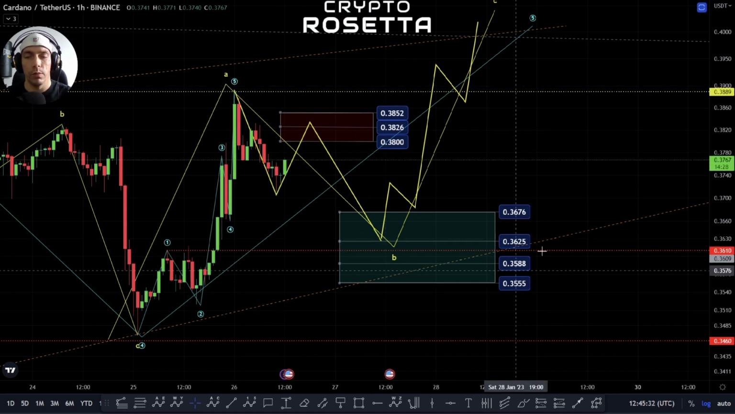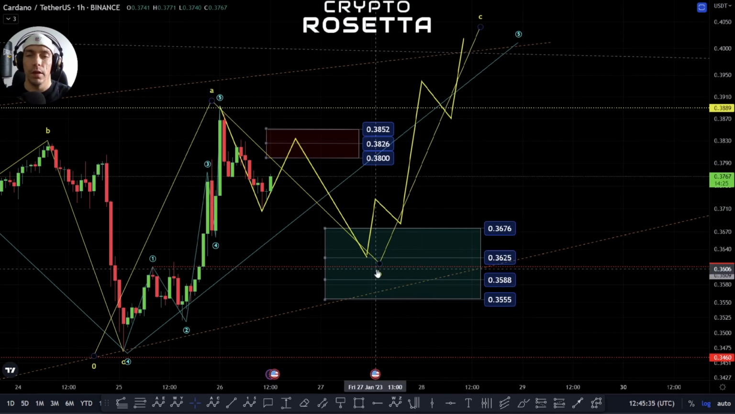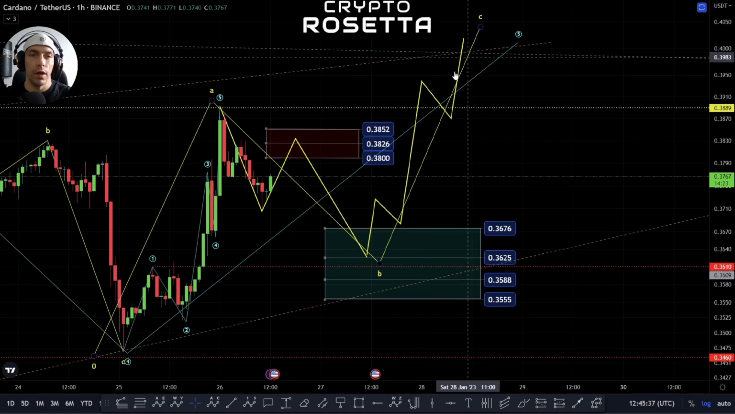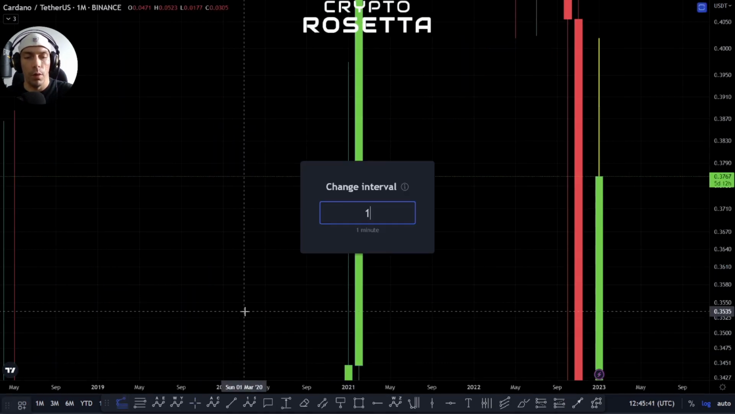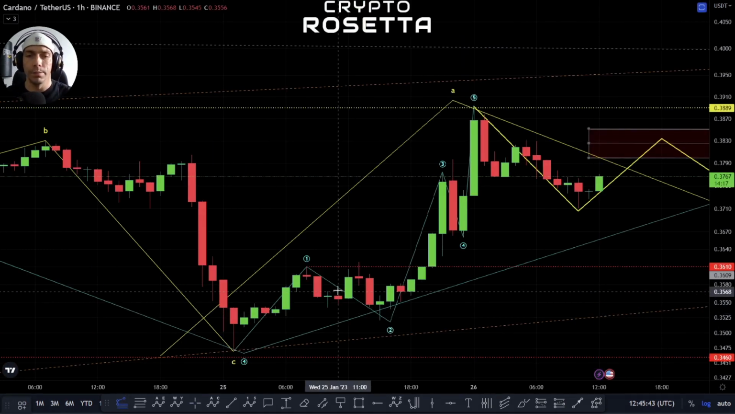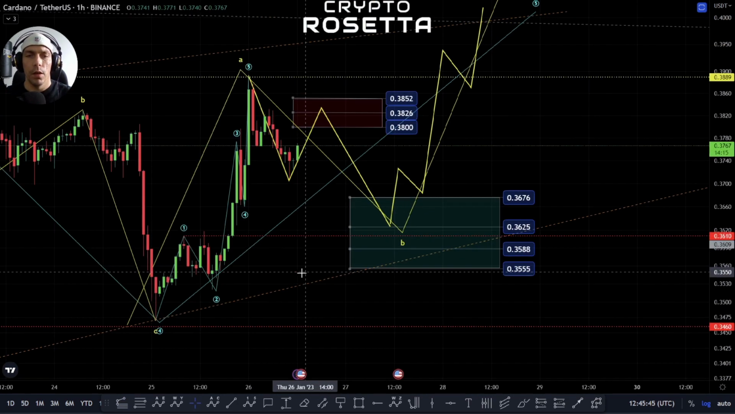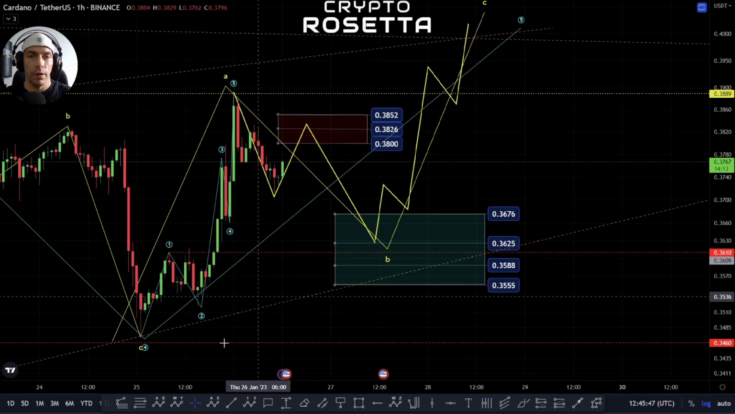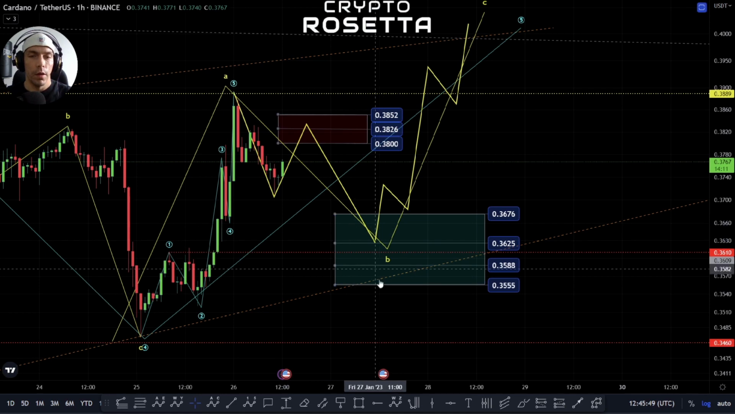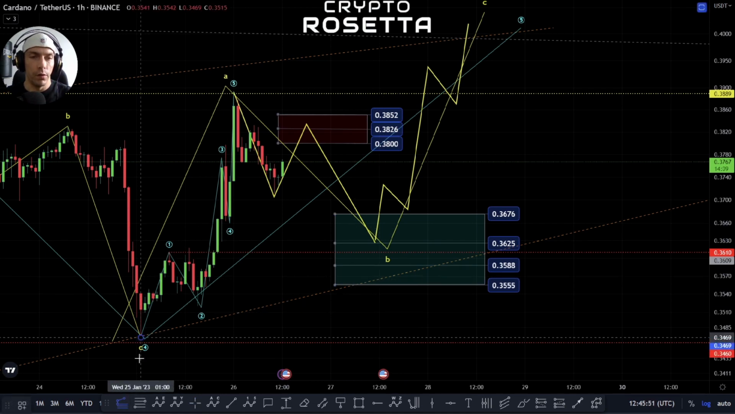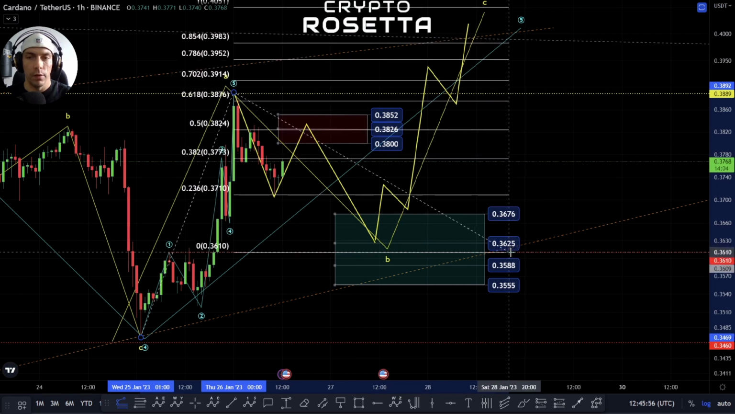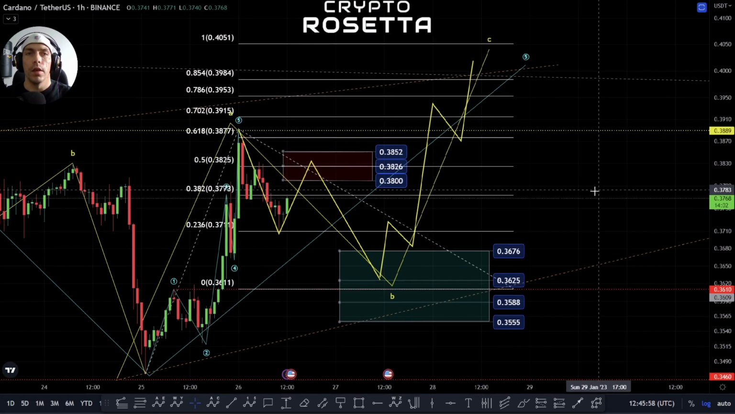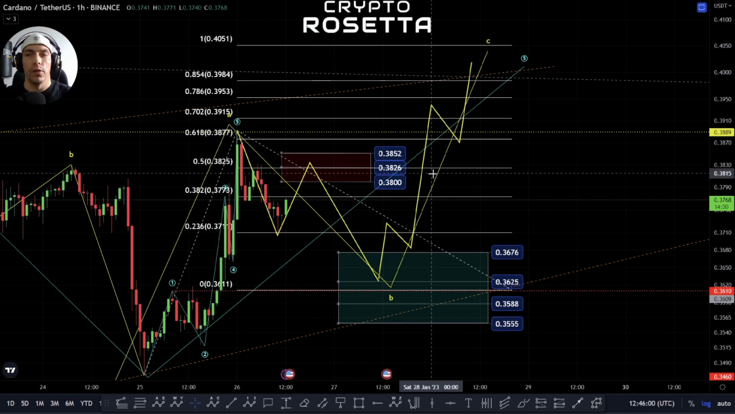If we do find support within this box area, then basically what we'd be looking for is that C wave to the upside. And then it would become important depending on where we actually end up within this retracement, because if we were to come back down to this 0.618, for instance, and then retest these highs here, then a 1-to-1 would take us up to this 40 cent 51.